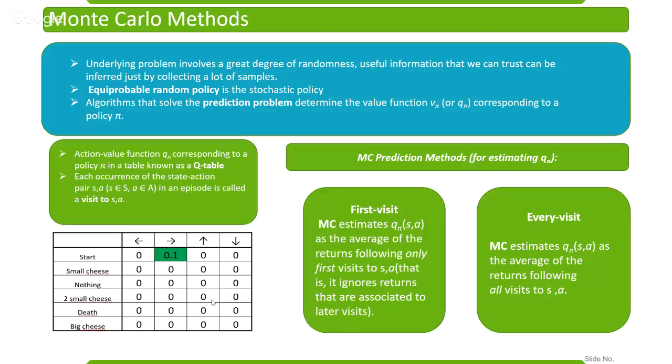For prediction problems and for the estimation of your Q value, there are two different Monte Carlo prediction methods that are suggested. First is first visit, wherein it estimates the Q value as the average of returns following only the first visit. Basically, it ignores the later visits and takes into account only the first visit.